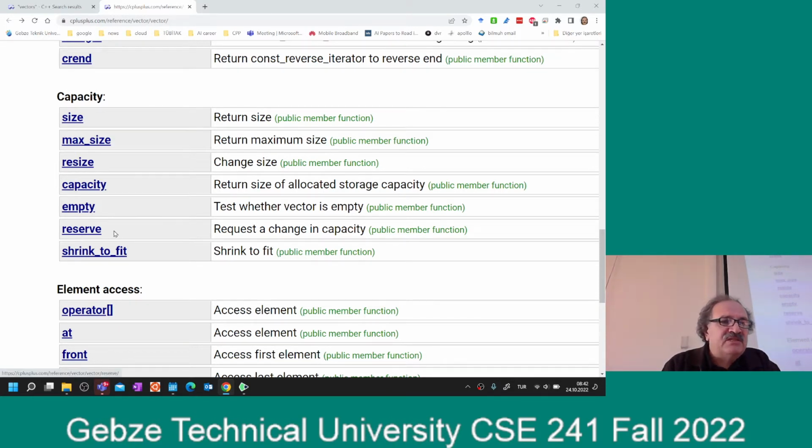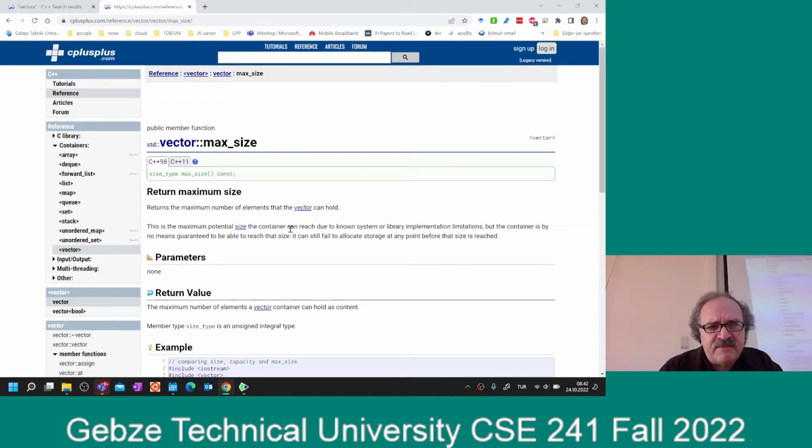This reserve: increase my capacity to 100. That doesn't mean that resize puts 100 elements in my vector. It says that my capacity is going to be that. And max size returns the max. I don't know the difference between the max size and the capacity. I guess it returns, throughout the life of that vector, what was the max size? Maybe I forgot.